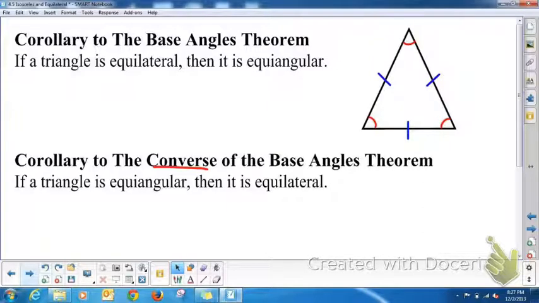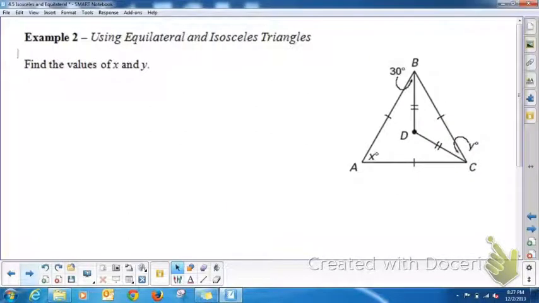We've talked about that, how if the sides are congruent, then that means each of these angles is going to be 60 degrees, because 180 divided by 3 is always going to be 60. All equilateral triangles are 60, 60, 60, and they're also called equiangular. Equiangular means all the angles are equal. So let's use equilateral and isosceles triangles to find the values here of x and y.